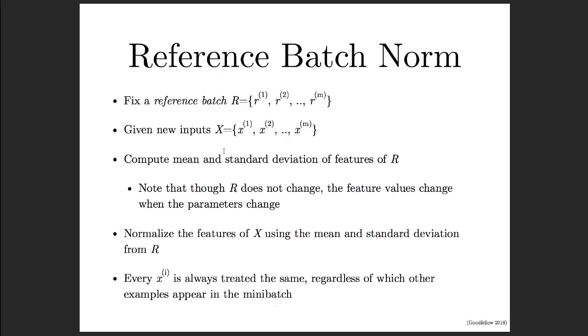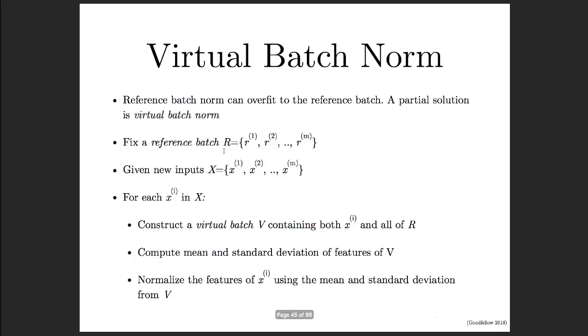Unfortunately, because we always use the same images, we can start to overfit to that particular reference batch. To partially resolve that, we introduced a technique called virtual batch normalization. And the basic idea here is that every time we want to normalize an example X, we normalize it using statistics computed both on the reference batch and on the example X itself added to that batch.